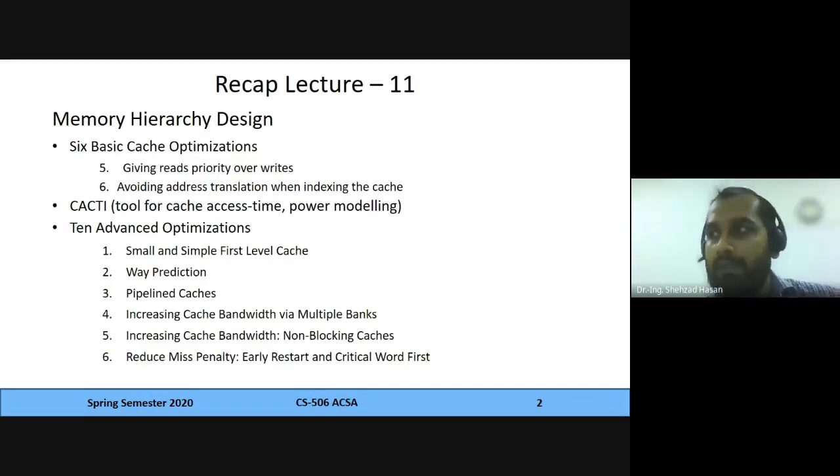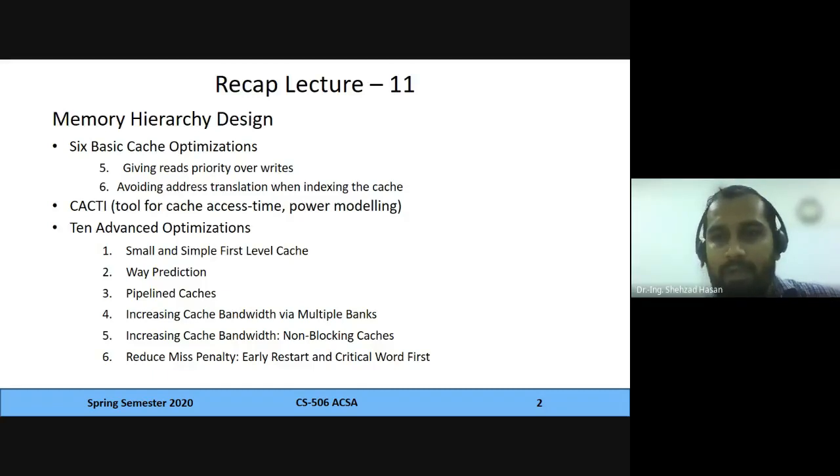Okay, so in the last class we continued with the memory topic, the cache optimization topics, and in that class we discussed the basic optimizations. When we talk about the basic optimizations, we are just concerned with reducing the average access time. There were two optimizations that we saw in the last class. That was giving read priority over write.